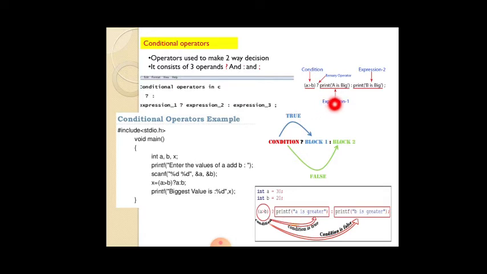You can just see here, the condition is A greater than B. Is it? Print A is big, else print B is big. So first the condition is going to be checked here: is A greater than B? That is the question you are asking. If A is greater than B, then print A is big. If A is lesser than B, then print B is big. So this is an example of the conditional operator: int a, b, x. If A is greater than B, then A is the answer. If A is not greater than B, then B is the answer.